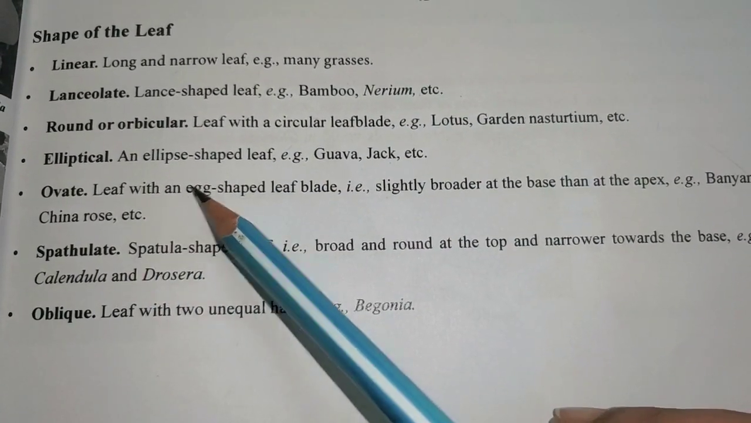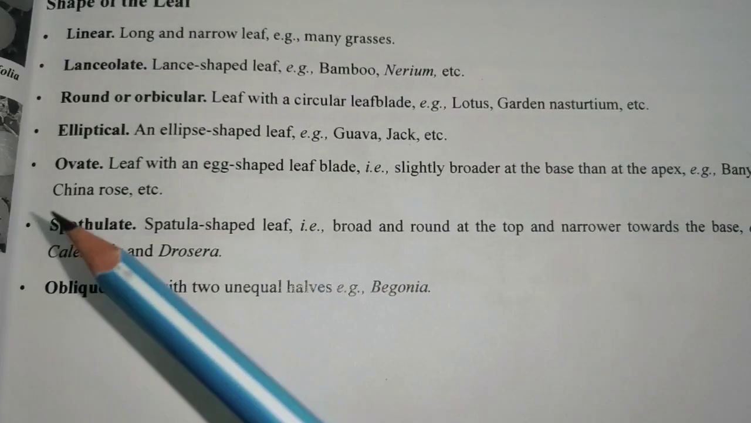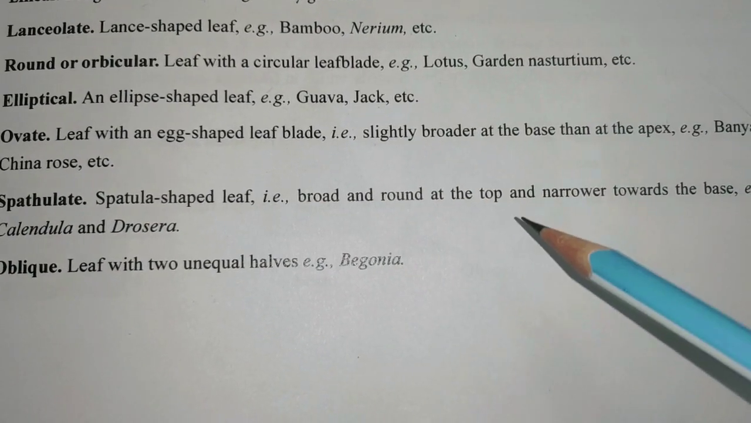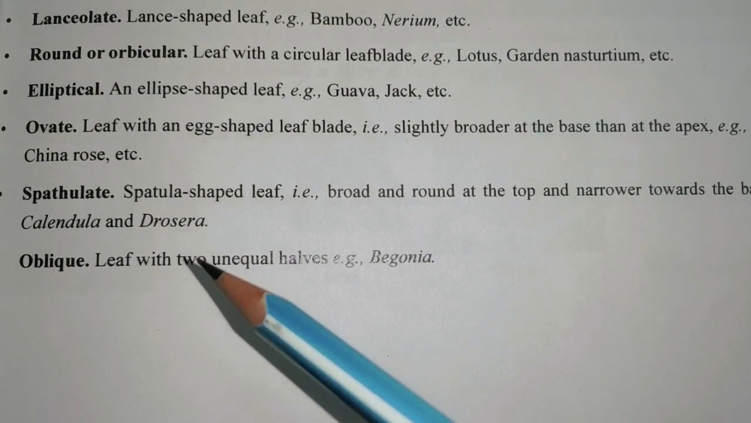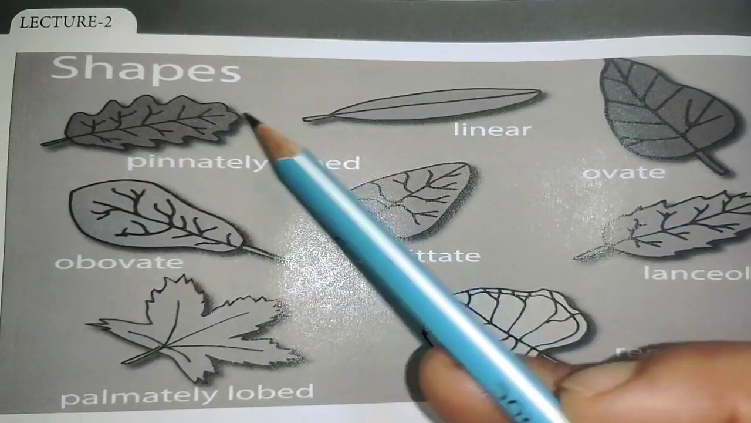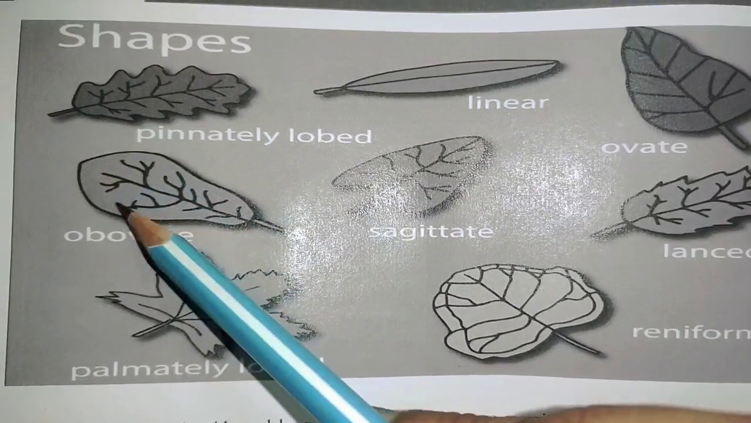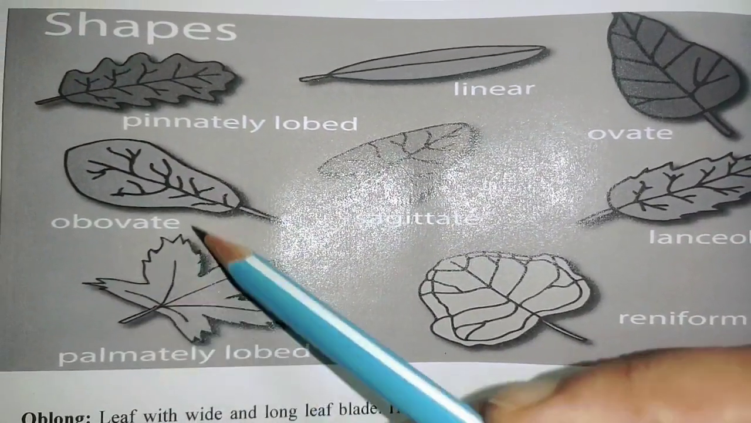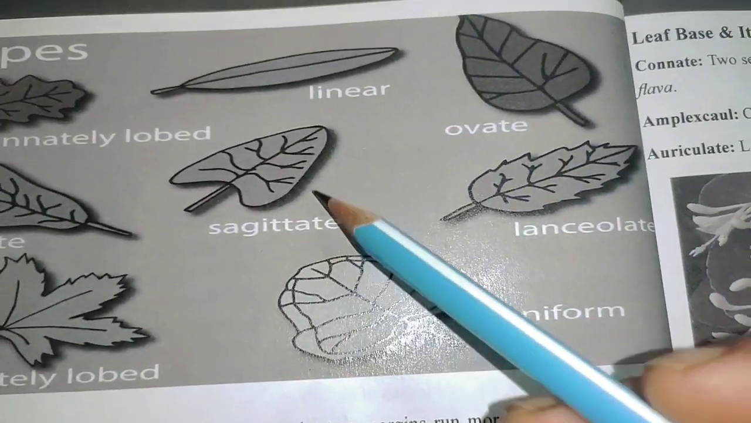Ovate: leaves with an egg-shaped leaf blade, for example slightly broader at the base than at the apex, like banyan, China rose. Spatulate: spatula-shaped leaf, broad and round at the top and narrower towards the base, for example calendula and drosera. Oblique: leaf with two unequal halves, for example begonia. Shape of the leaf. Pinnately lobed, and this is lobe. Obovate: broader at the apex and narrower at the base. Palmately lobed. Linear. This is the same manner. Sagittate, just like a heart.